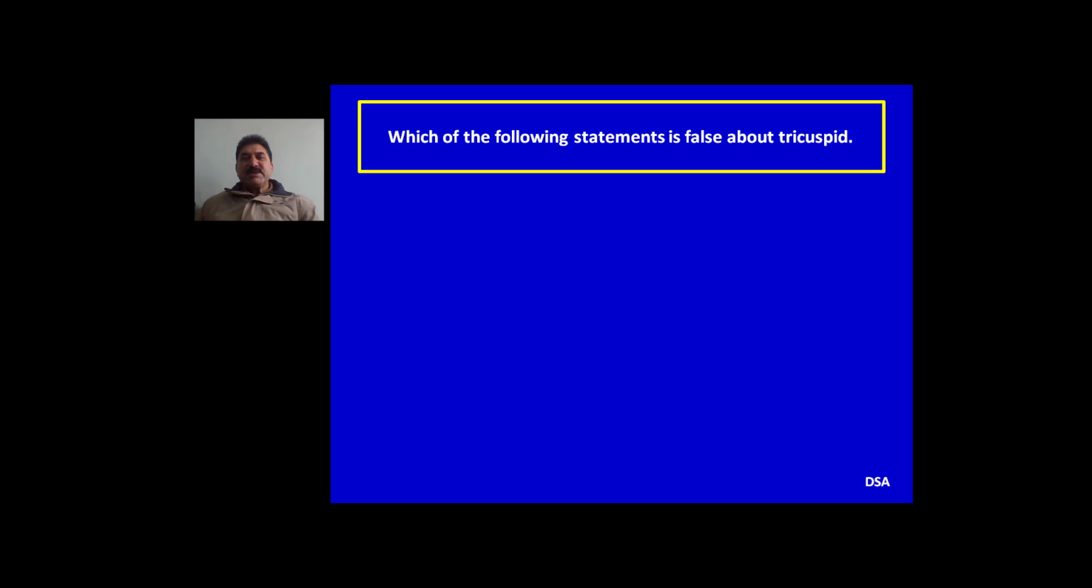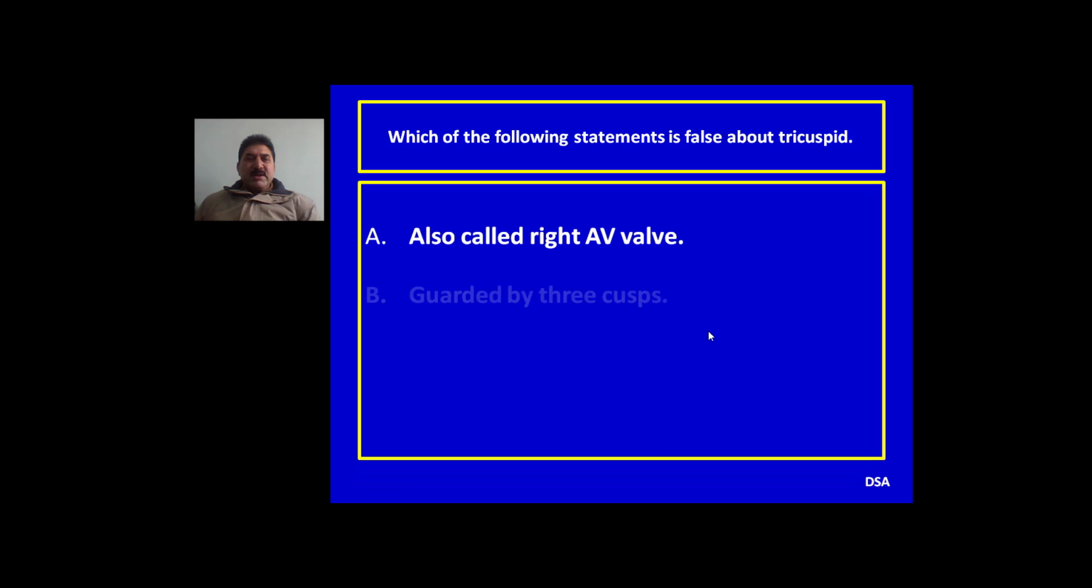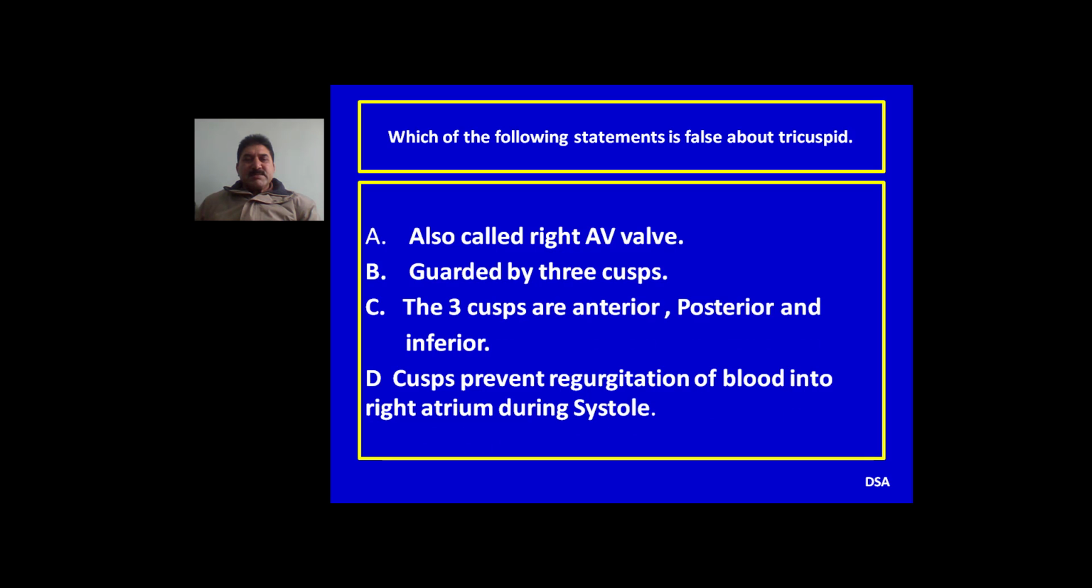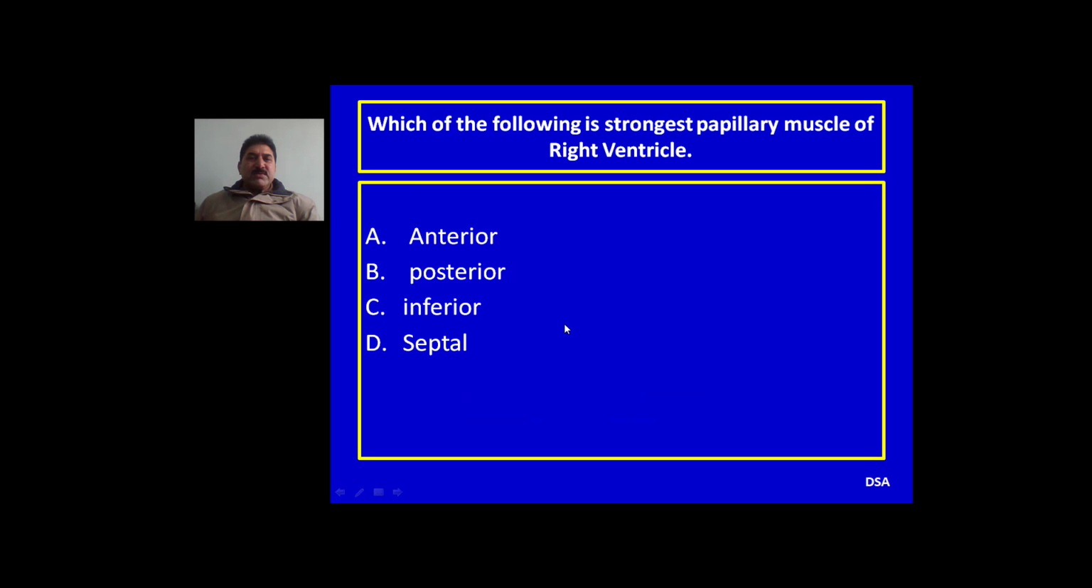Which of the following statements is true about the tricuspid valve? A. It is also called the AV valve. B. It is guarded by three cusps. C. The cusps are posterior, anterior and inferior. D. Cusps prevent regurgitation of blood into the right atrium during systole. C is the wrong option.